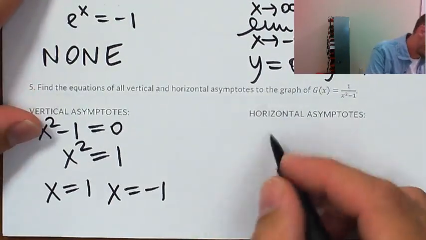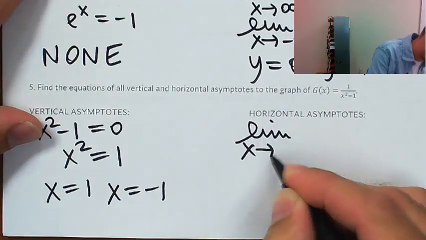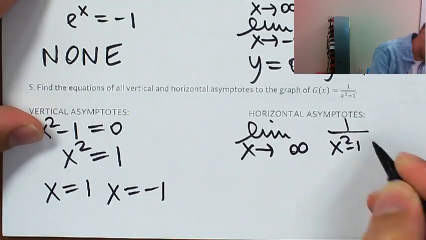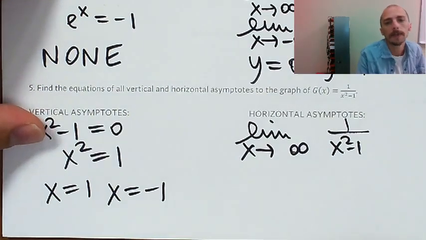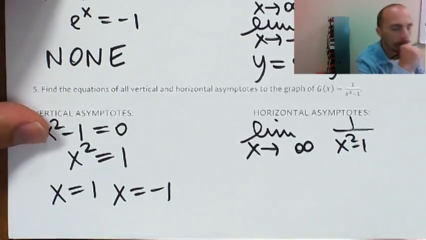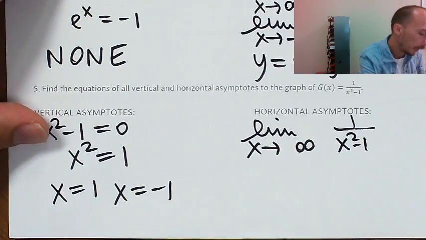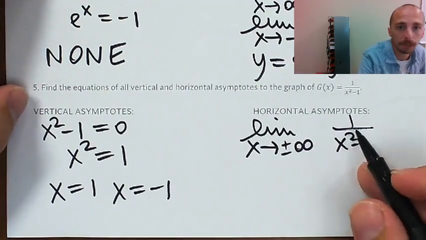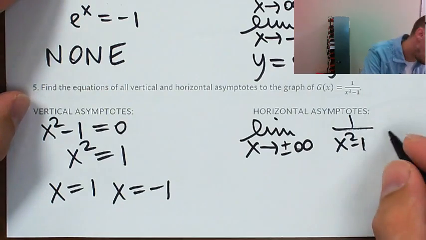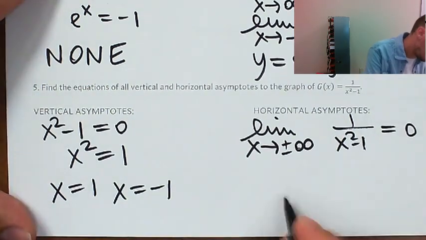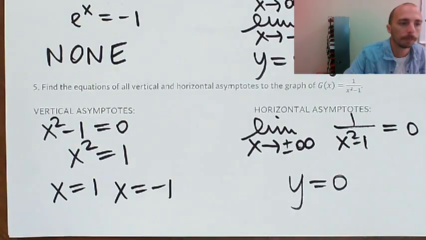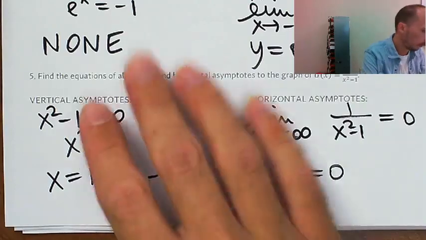But then the horizontal asymptotes, that's the limit as x approaches infinity. Similar to what happened on the previous one, as x approaches infinity or negative infinity, x squared is going to get really big. It's going to be big and positive. So this limit is going to come back 0 to both infinities. And so I say that y equals 0 is the only horizontal asymptote to this graph. So move to the next page.